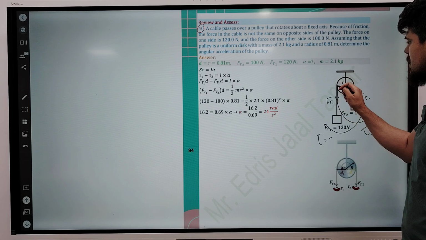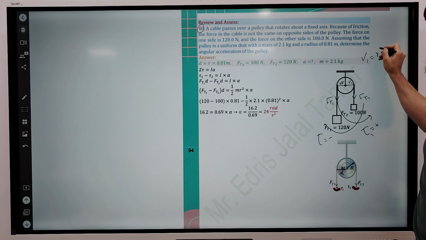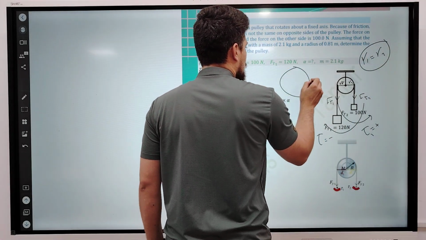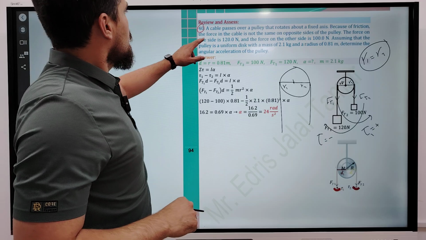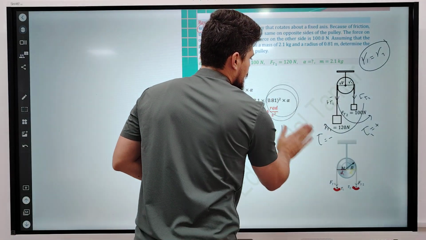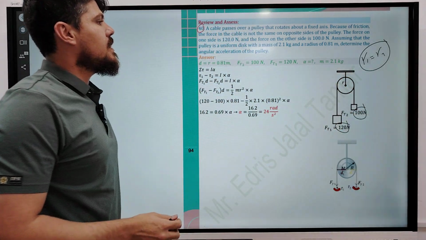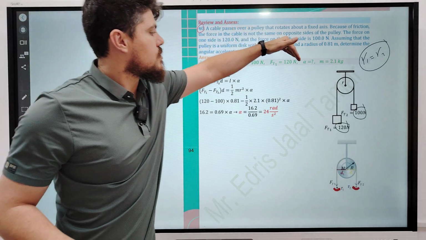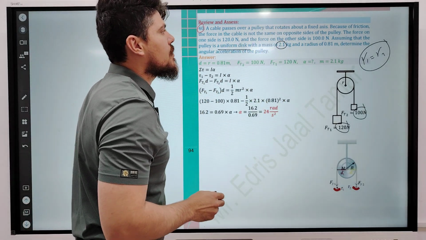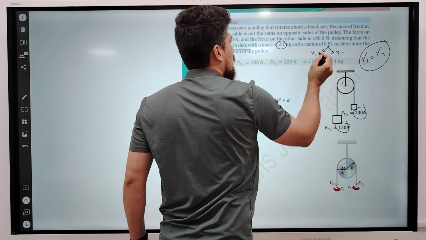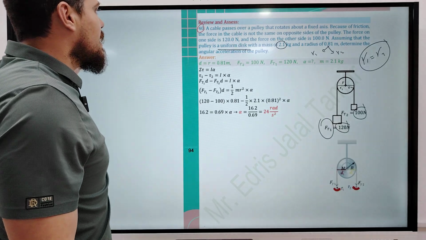So both forces act on the edge of the pulley, so this is R2 and this is R1. In that case, R1 is equal to R2, the same thing. Why? Because we have 2 forces on both sides. The force on one side is 120 Newton, this is Ft1, and the force on the other side is 100 Newton. So the object is rotating like that, and the object is moving downward because this force is bigger. Assuming that the pulley is a uniform disk with a mass of 2.1 kilogram and radius, R1 for Ft1, R2 for Ft2, and both of them are the same. Determine the angular acceleration of the pulley.